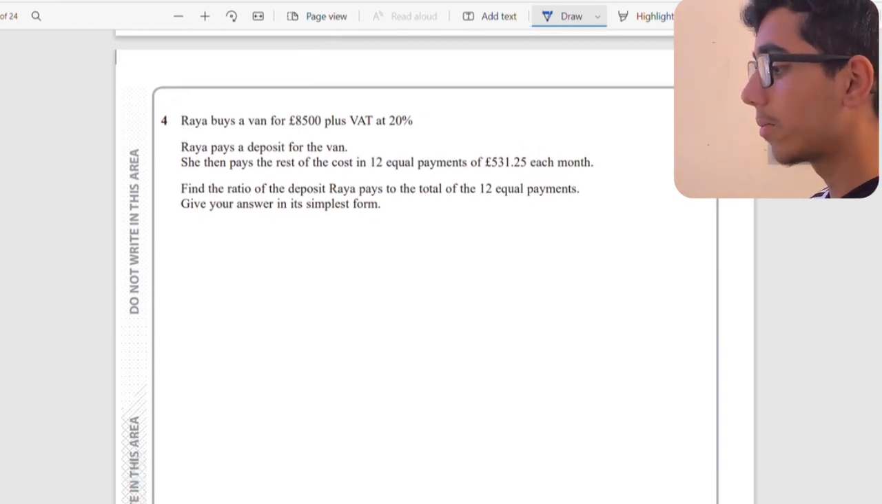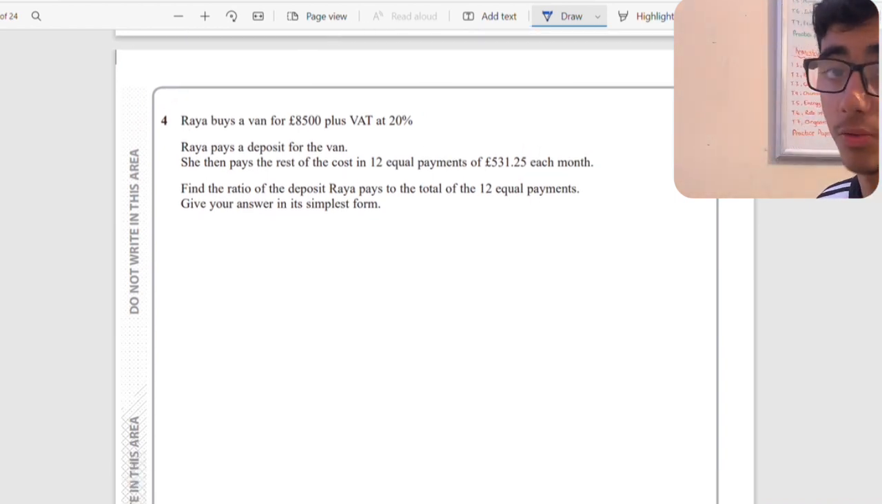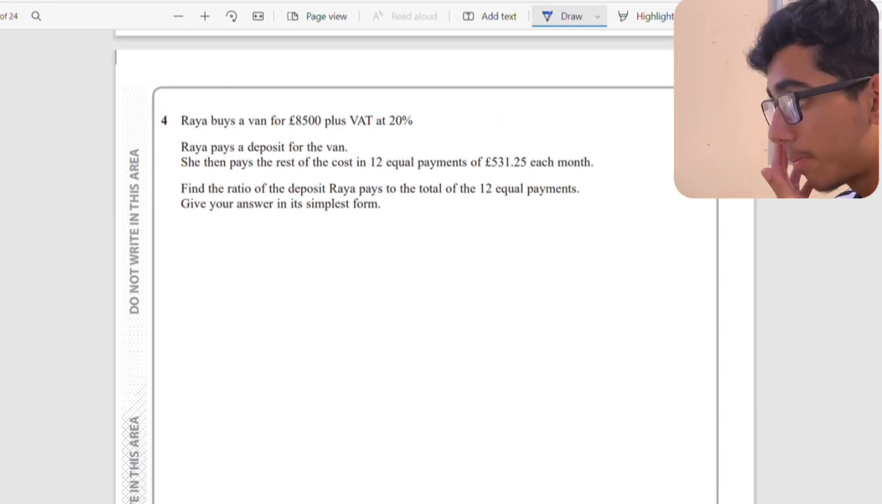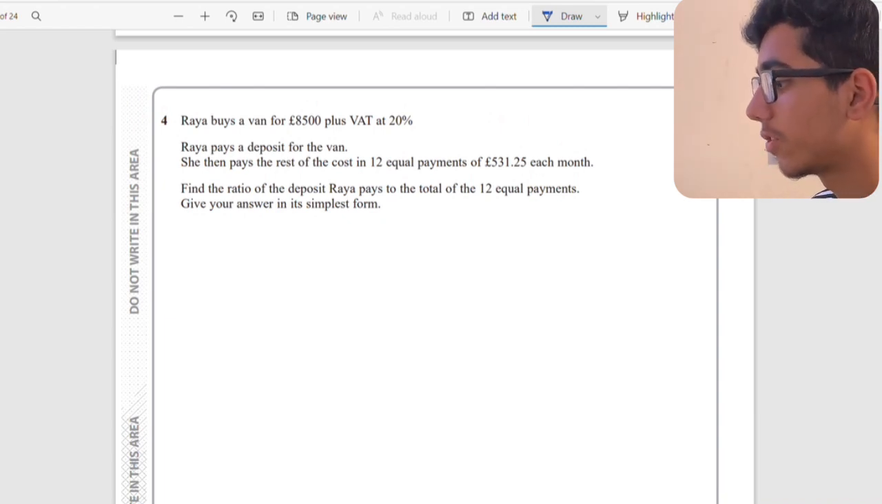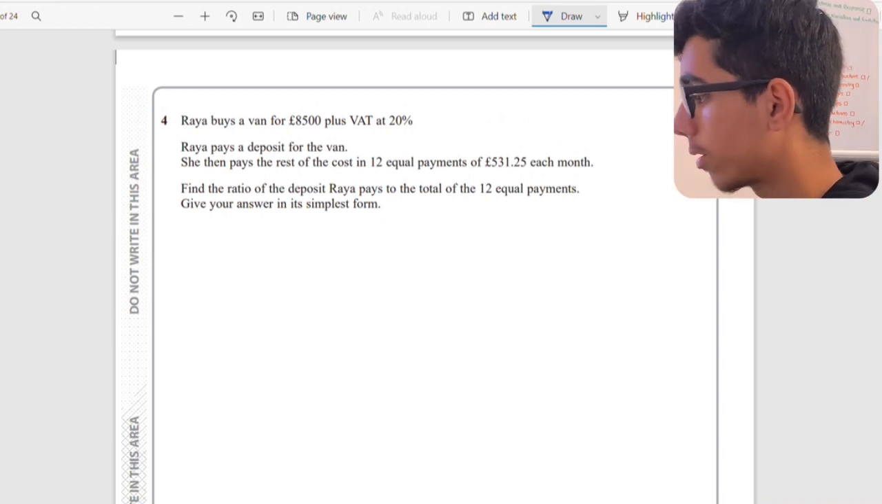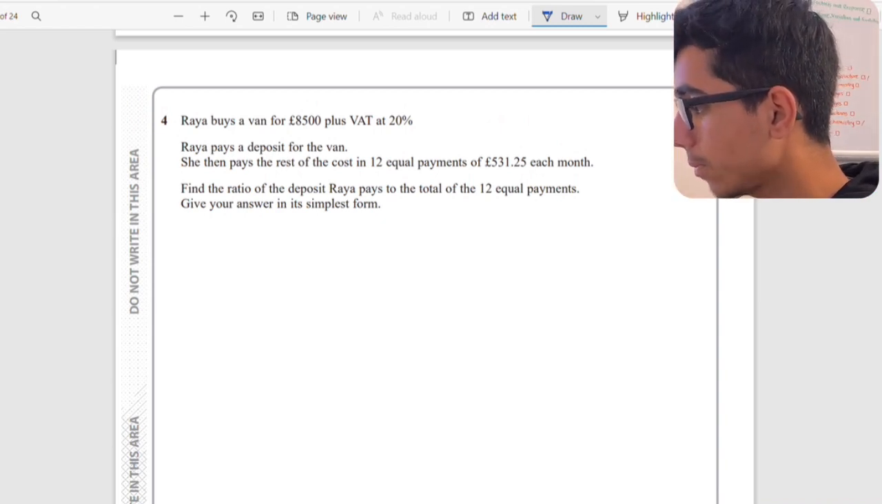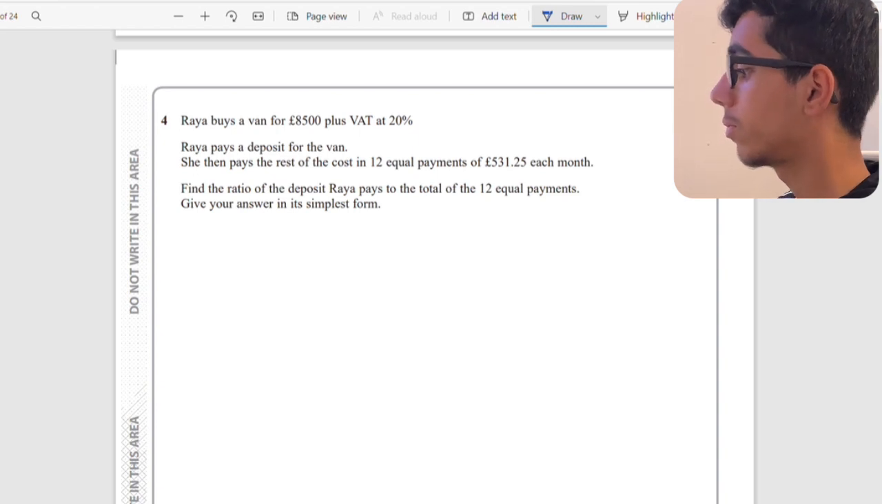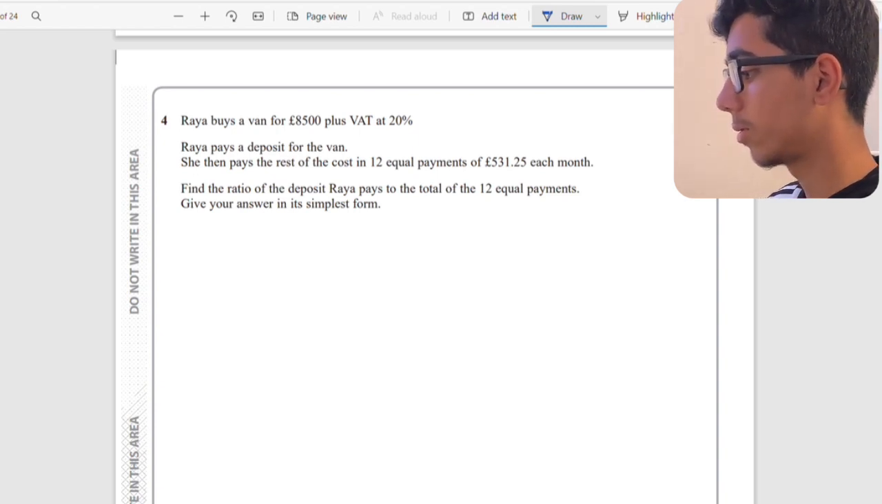Okay, so Raya buys a van for £8,500 plus VAT at 20%. Raya pays a deposit for the van. Okay, so Raya buys the van for £8,500 plus VAT at 20%. Raya pays a deposit for the van. She then pays the rest of the cost in 12 equal payments of £531.25 each month. Find the ratio.